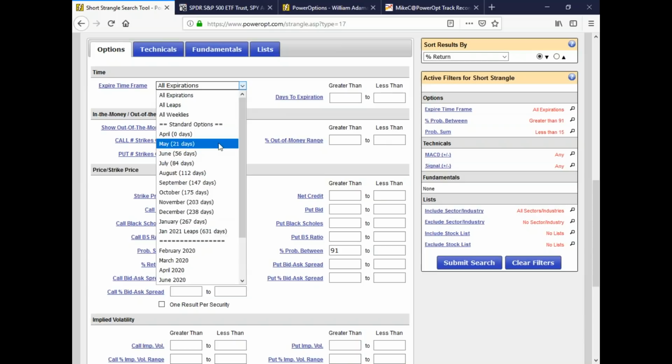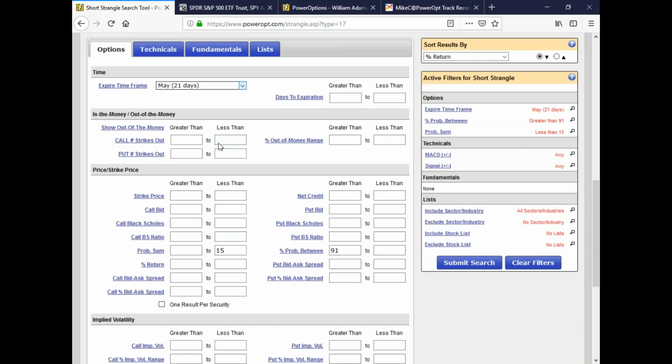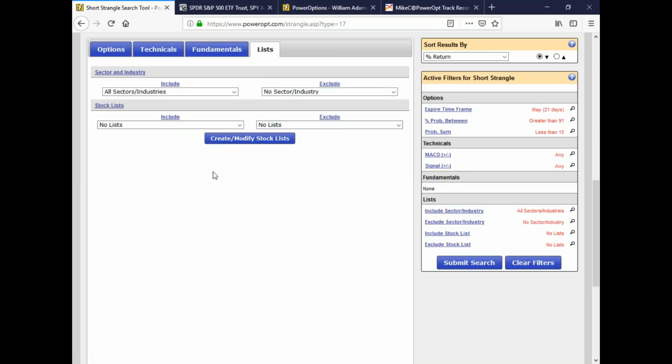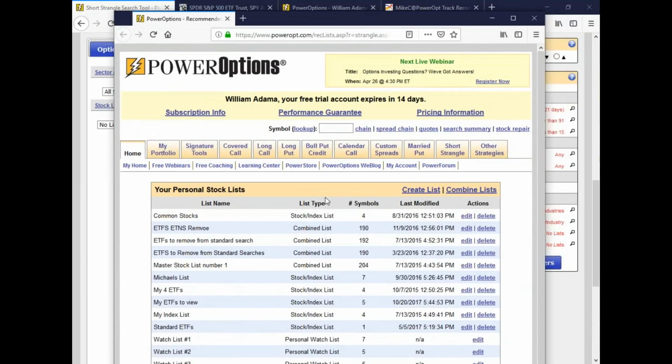And now you'd have to select your expiration. I'll just go standard May expiration, for example. Okay, and what I'm going to do here is create a stock list to do this. That'll be the easiest. Rather than just use the fundamental screen, I'm just going to use the stock list. So I click on create and modify lists.